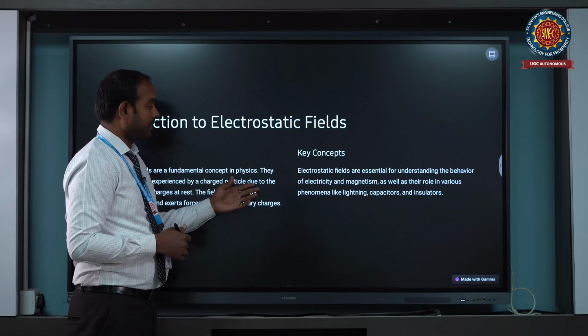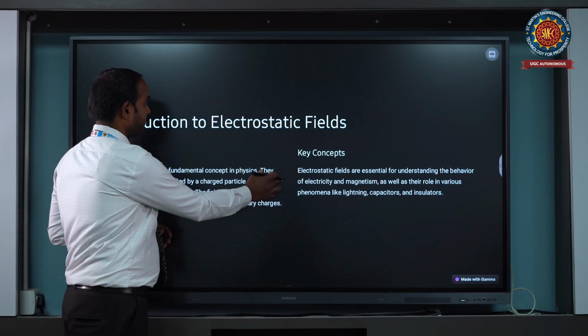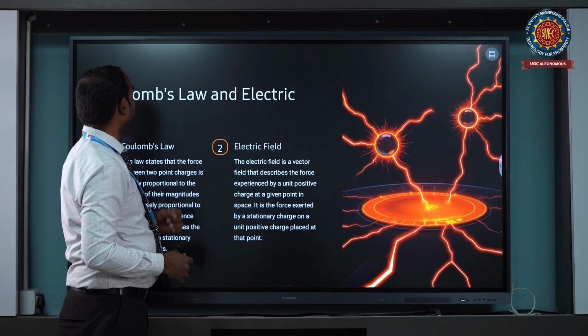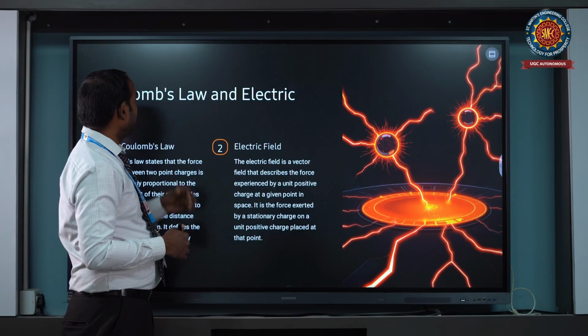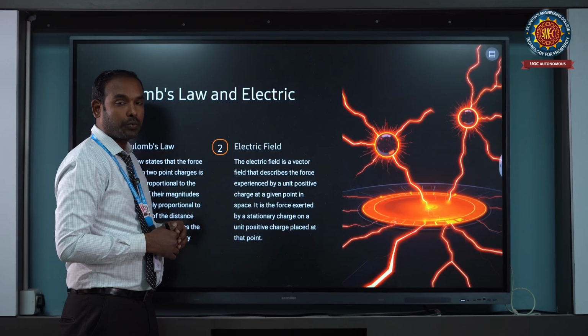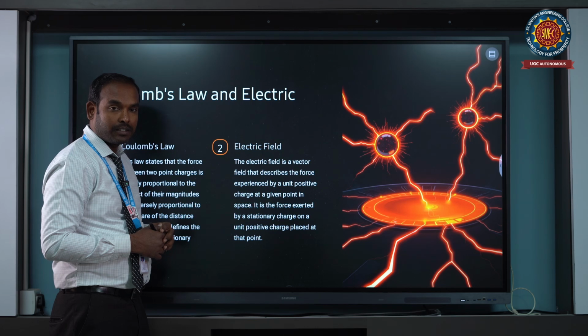like lightning, capacitors, and insulators. There are two fundamental laws that govern the electric fields. One is Coulomb's law. It is an experimental law.